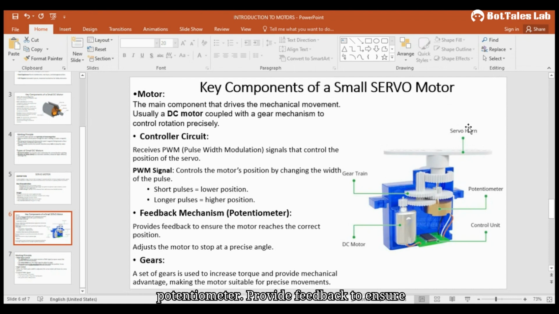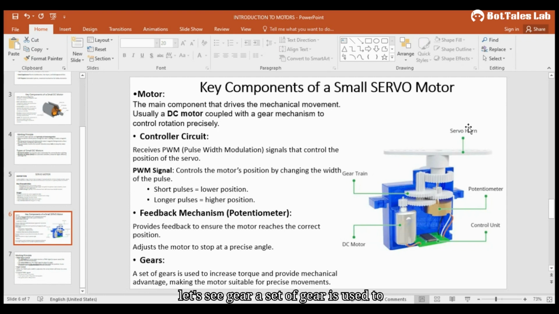Feedback mechanism: the potentiometer provides feedback to ensure the motor reaches the correct position, adjusting the motor to stop at the precise angle. So in our servo motor, one feedback mechanism is provided, or you can say a potentiometer. What is the use of this? It is used to detect the position of the motor. It will check at what position our motor was previously, and according to that it will make the motor rotate.